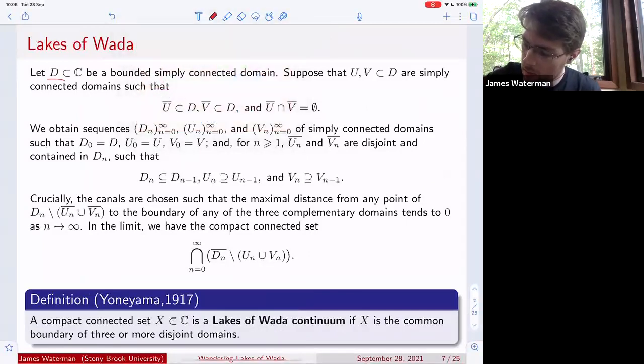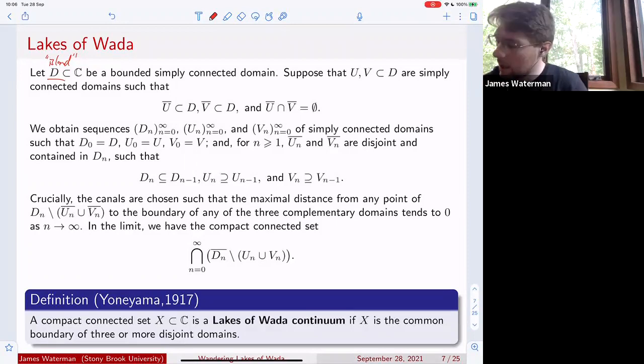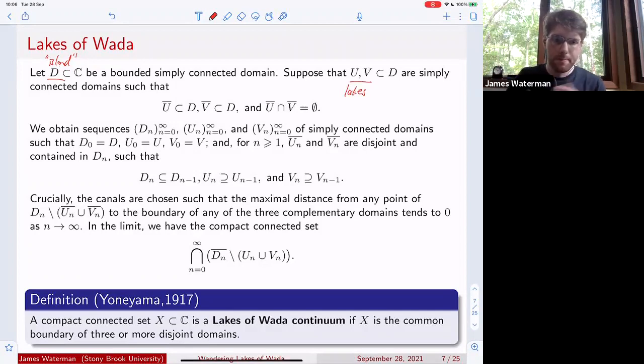D here is going to basically be our island, more or less. And we're going to suppose that U and V are subsets of D. And so these guys are the lakes that we just talked about. In particular, we want that the closure of both lakes is a nice subset of this island, and they have disjoint intersection.